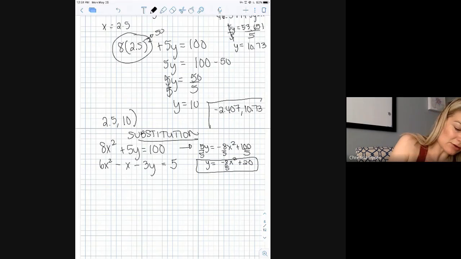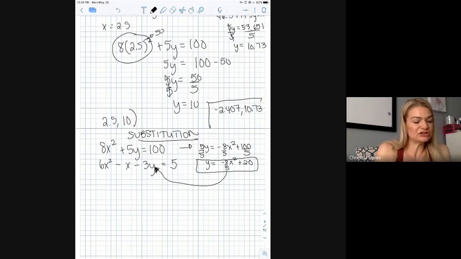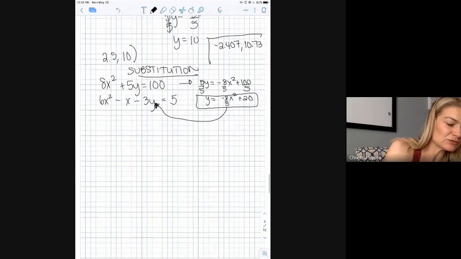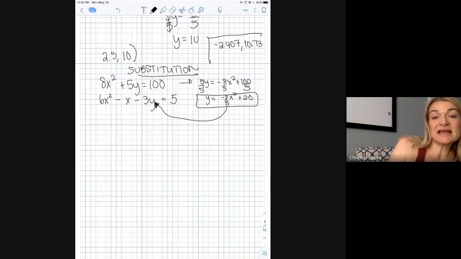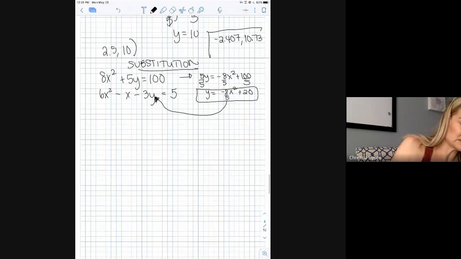What you're going to do now is whatever y is equal to, you're going to take that and substitute it into this y right here. So you are going to have to work with fractions in this one, which is why in this case, I actually prefer elimination, because you don't have to work with fractions. But it is good practice to get used to it.